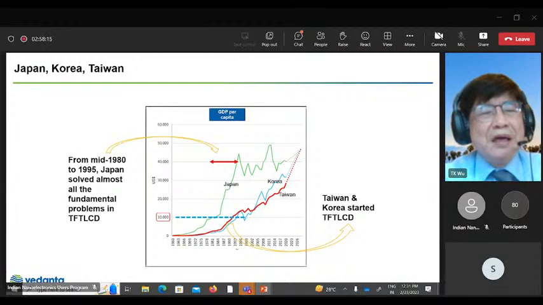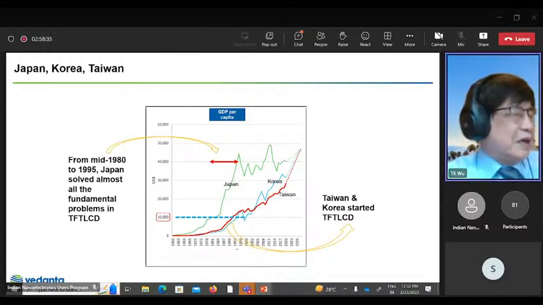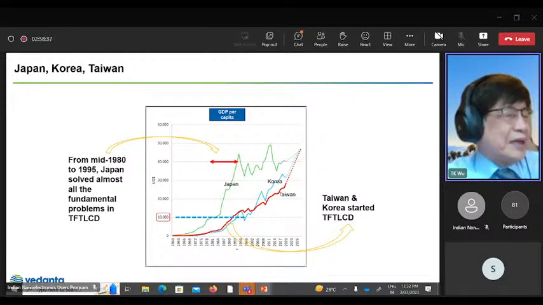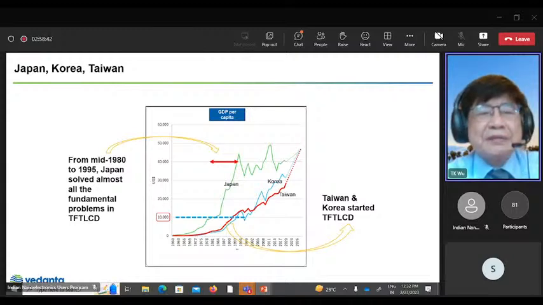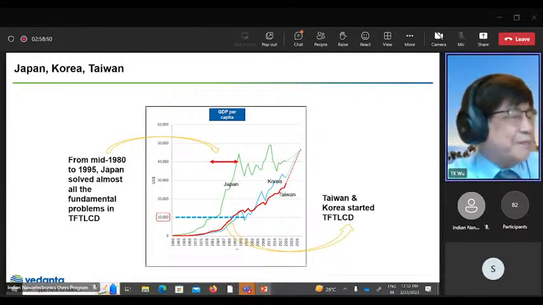Next one. Okay, I think I'm going to use two figures to discuss with you why we are here today, or what is the opportunity we enter this sphere. So let's take a look at the first figure, which is based on the GDP per capita for Japan, Korea, and Taiwan.